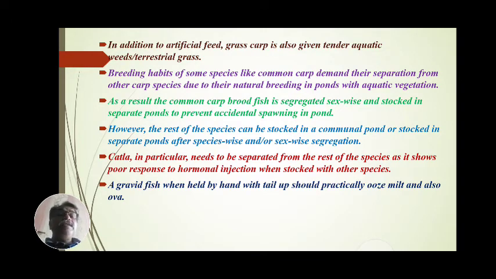That segregation is to be done either species-wise or sex-wise, depending upon the conditions of our rearing and breeding. These captured mature fishes can be stocked in communal ponds or in separate ponds, depending upon their species or sex.